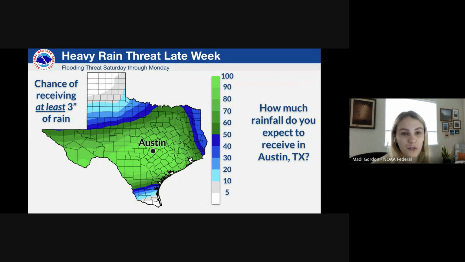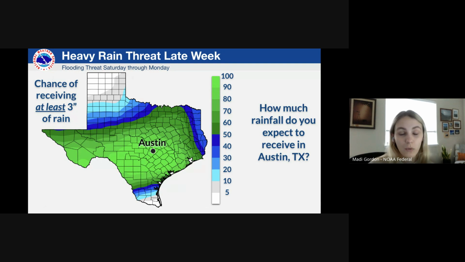Moving on to exceedance here. So in Austin, you have in that highest bin, that highest colored bin from 90 to 100 there, that is your chance of receiving at least 3 inches of rain. So how much rainfall do you expect to receive in Austin? You can think about this to yourself. You can throw a comment in if you'd like. But I'll go ahead and say that 40% of the meteorologists internally that were surveyed here actually underestimated the totals when looking at a similar graphic here.